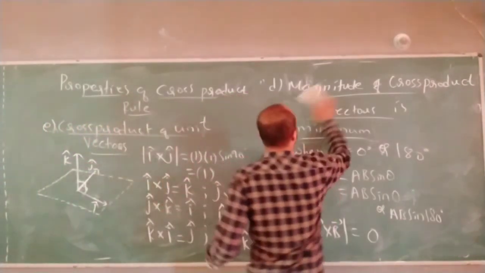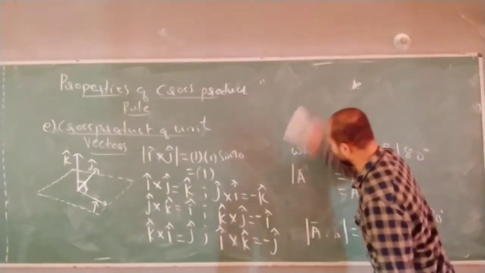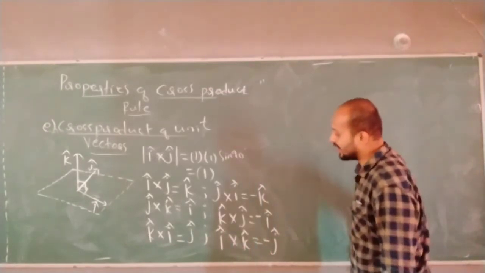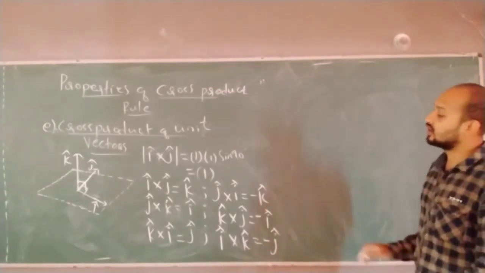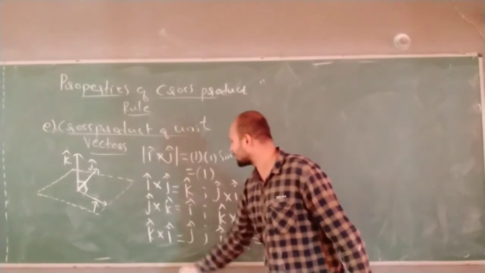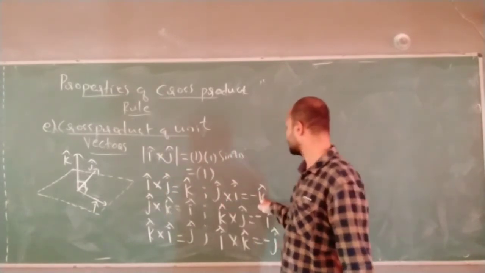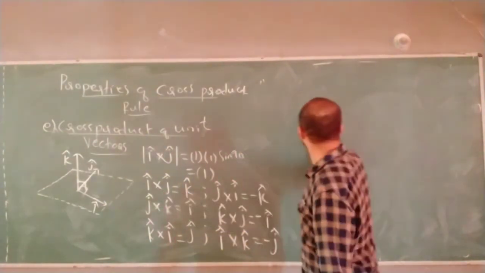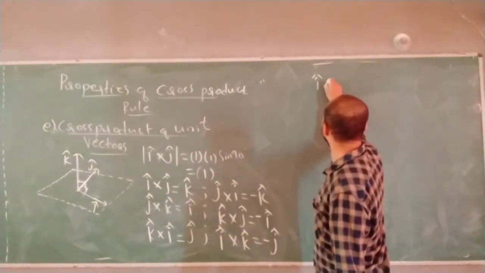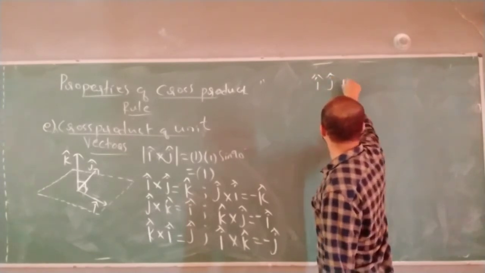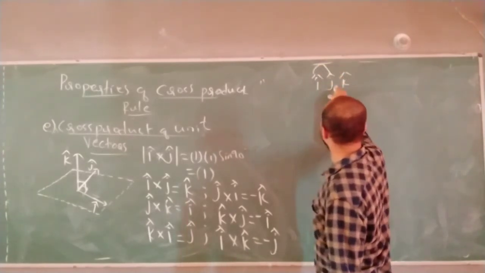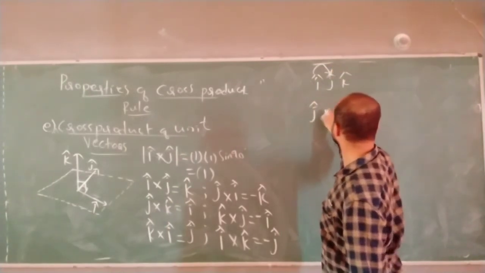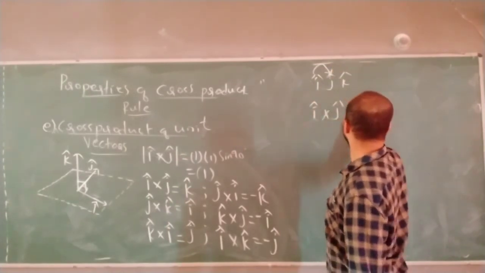These things are very difficult to remember. I have found the logic and I will tell you how to remember them. The best way is to remember just these three: if you reverse the order, the sign will be negative. Remember i cap, j cap, k cap. i cross j will give you k.